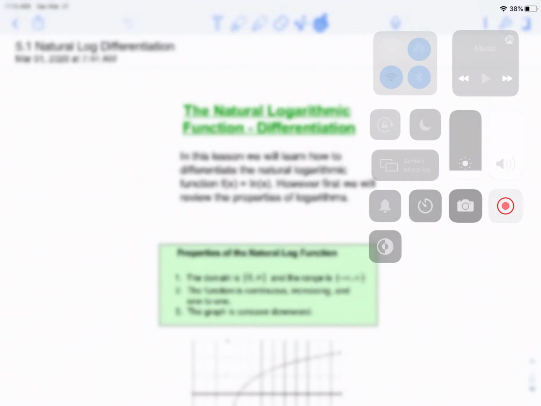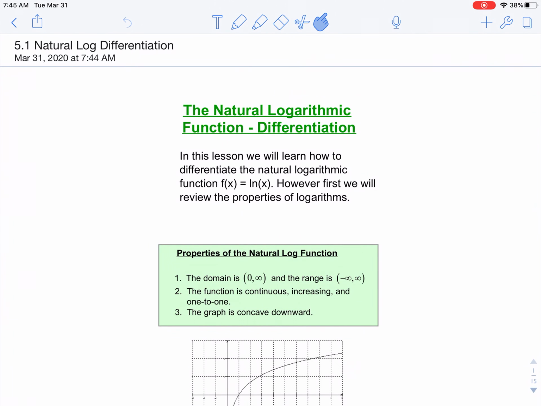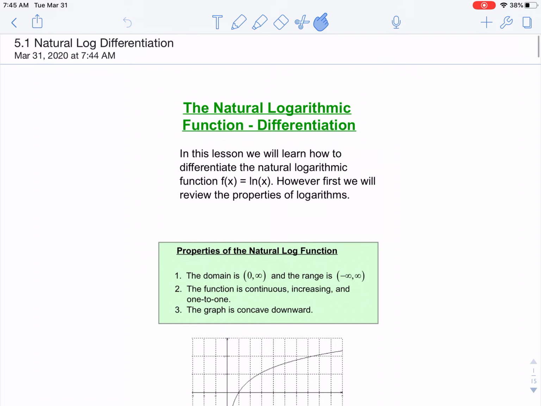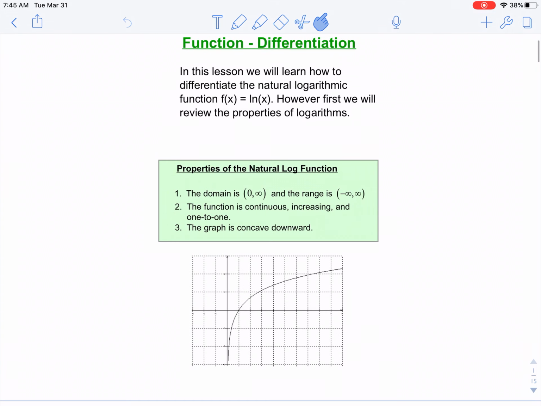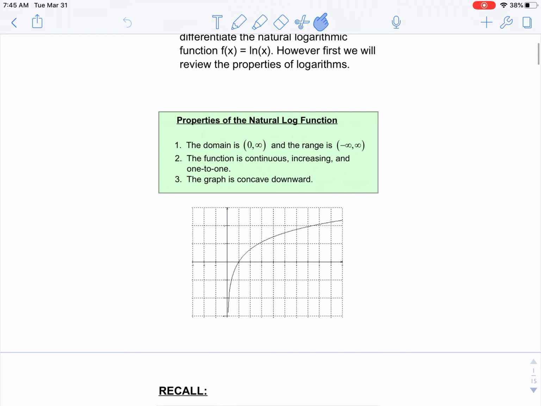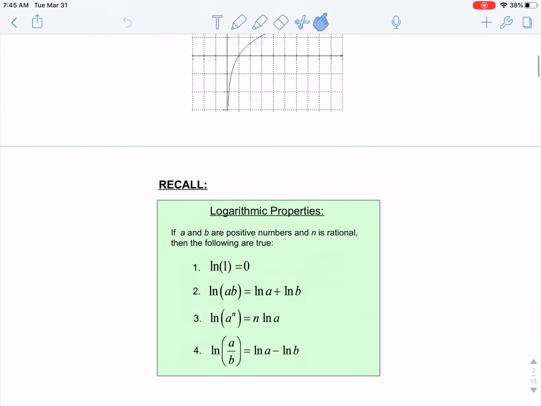Okay, everyone, lesson 5.1, natural log differentiation. This whole chapter, we're going to be looking at some other types of functions, our log functions, our e to the x functions, and doing derivatives and integrals of those functions. So far, we really only know how to do derivatives and integrals of polynomials, but that's going to change this chapter. First couple slides is just an intro to the natural log function, which you should recall from pre-calc.